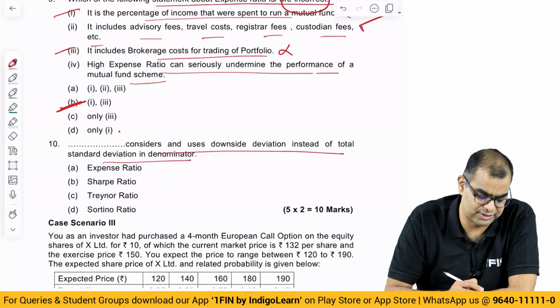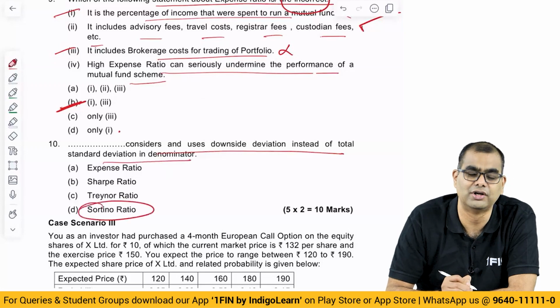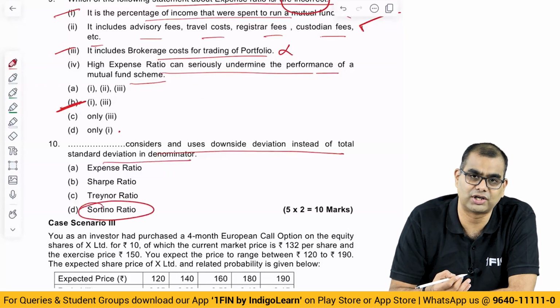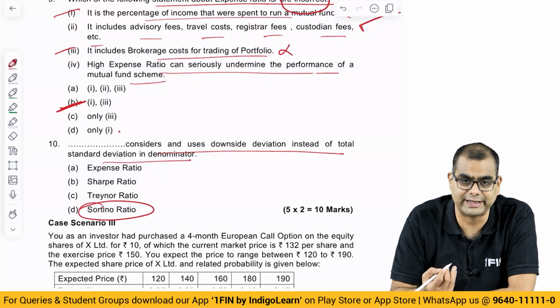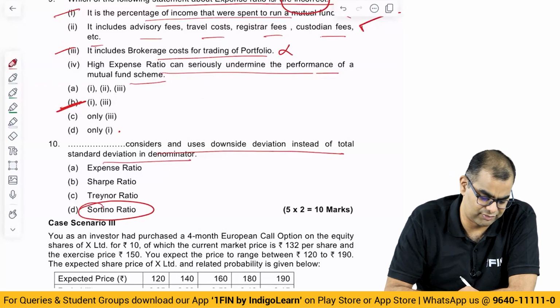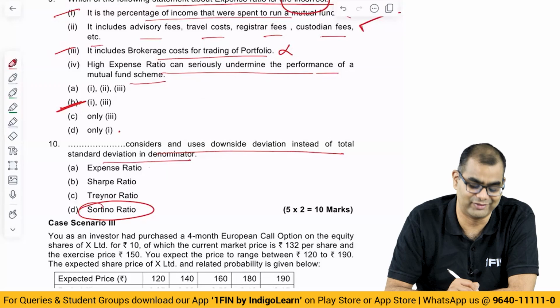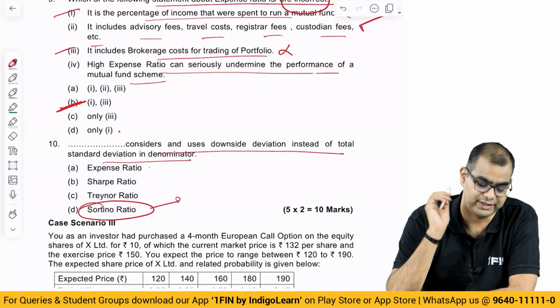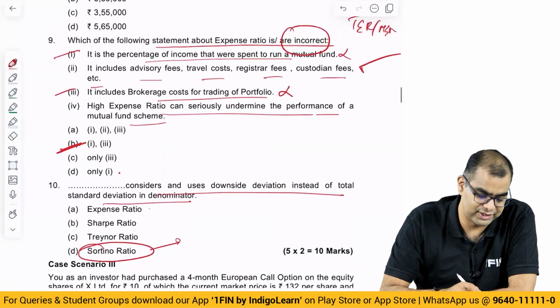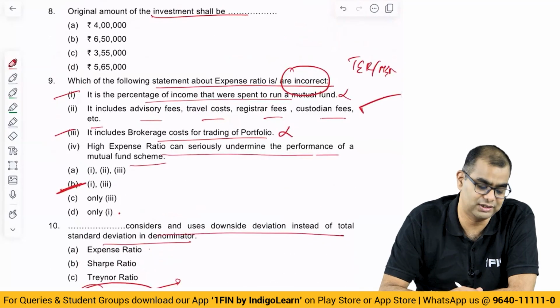Then the next consideration uses downside deviation instead of standard deviation. Now I hope you remember there is something called the Sortino ratio, where instead of considering the overall standard deviation as in the Sharpe ratio, you consider only downside deviations. In the case of the Treynor ratio, you consider the beta. So these two, we need not even look at the case.